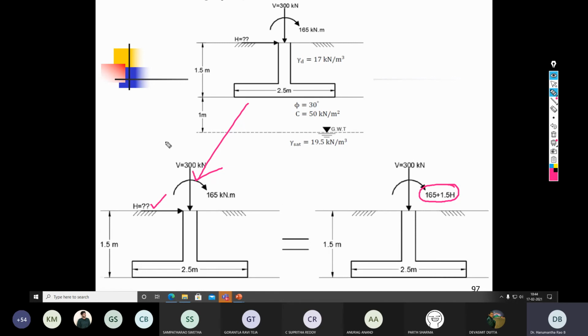Okay. Anybody has any question in simplifying the given sum? Once this simple logic is understood, you can take the relevant data from the previous sum. You can try to calculate the magnitude of H.